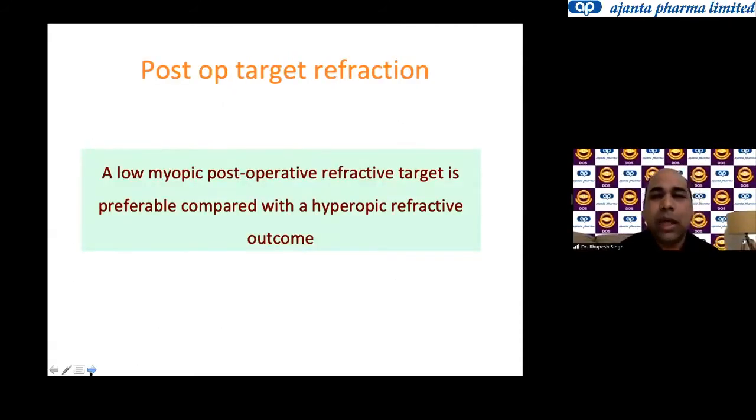Regarding the post-operative target refraction, what should we target? A low myopic post-operative refractive target is always preferable compared with a hyperopic refractive outcome.